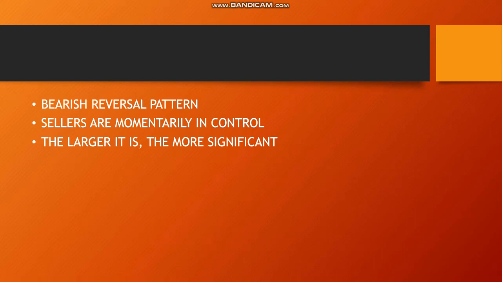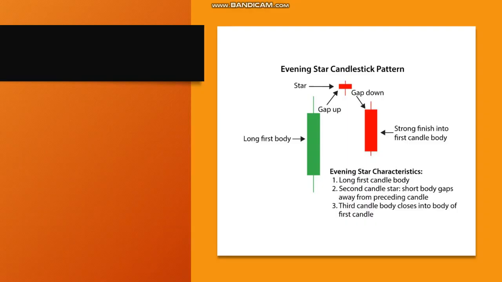So let's find out the evening star pattern in chart. So this is an evening star candlestick pattern. Big green candle followed by a small red candle, open gap up, then followed by a big red candle, open gap down. So these are the characteristics of evening star.